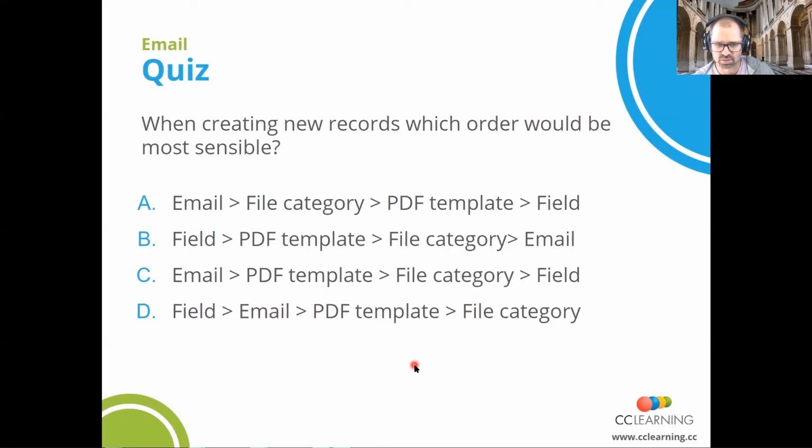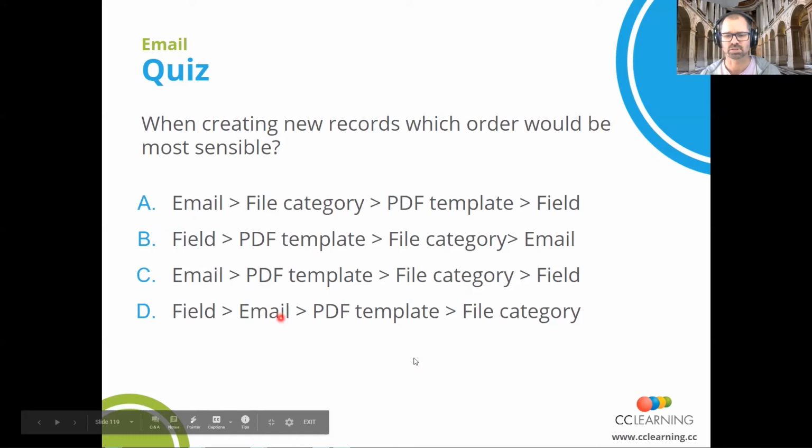We should do the field, then we should do the PDF template, because we might want to use the field in the PDF template. That's a good reason to do the field first. And then we add the file category. Now, the file category and PDF template, they're pretty much independent, so we don't have to worry about that. But then finally, we'd create the email. So that's the best order to do it in. So B is the correct answer. Well done, guys.